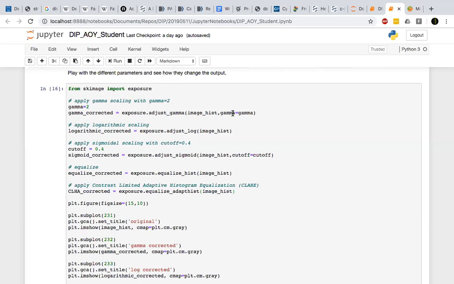Just wondering, would it be possible to have a bunch of these different exposure filters layered onto one image? Can you adjust the gamma and then the cutoff? Of course, yeah. You can do this, and then take this gamma corrected image and feed it into the next one. Most image analysis pipelines actually work like this.